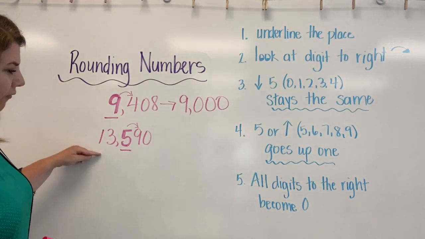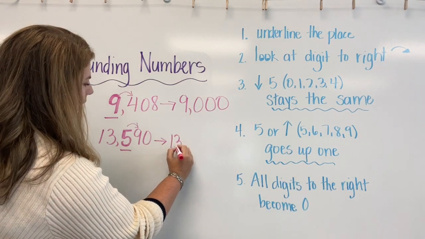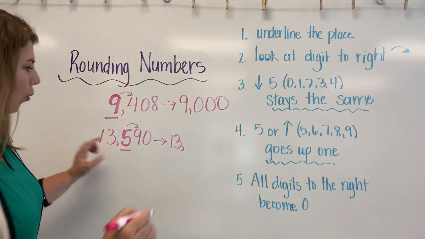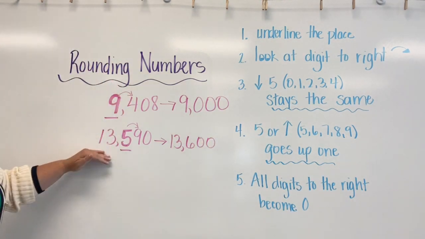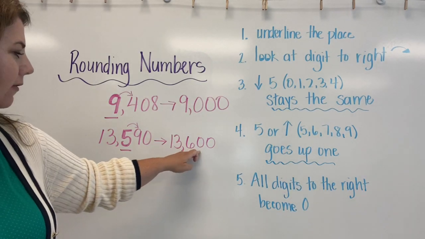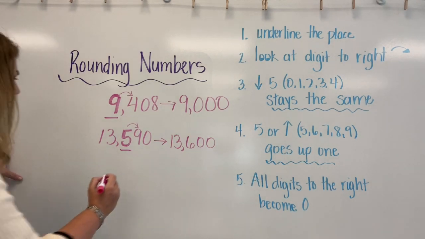Remember, we have to put everything in front of the underlined digit. 1, 3. The underlined digit you just told me is going to go up 1, and everything else becomes zeros. 13,590 rounded to the nearest hundred is 13,600. All right, let's try another one.